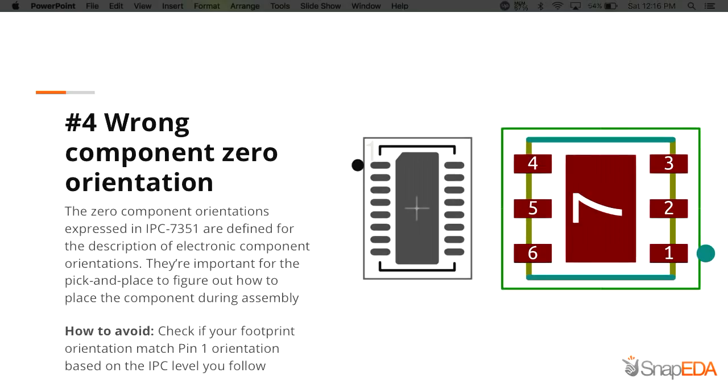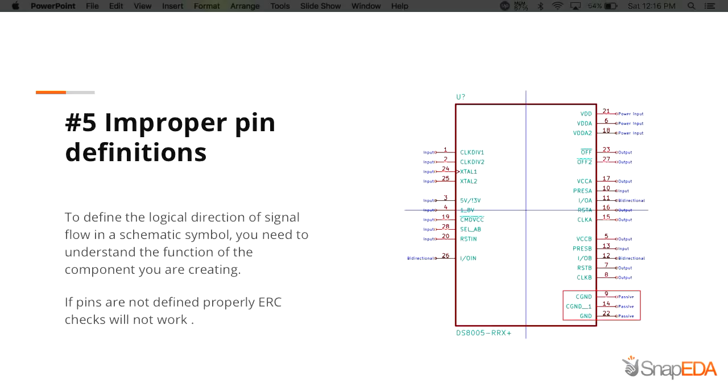Now we have the wrong component zero orientation. Here you can see how IPC recommends us to do it, and this is a wrong one. As defined by IPC 7351, the orientation of your components should be upper left. This is another really important one for the pick and place machine to place the component correctly.